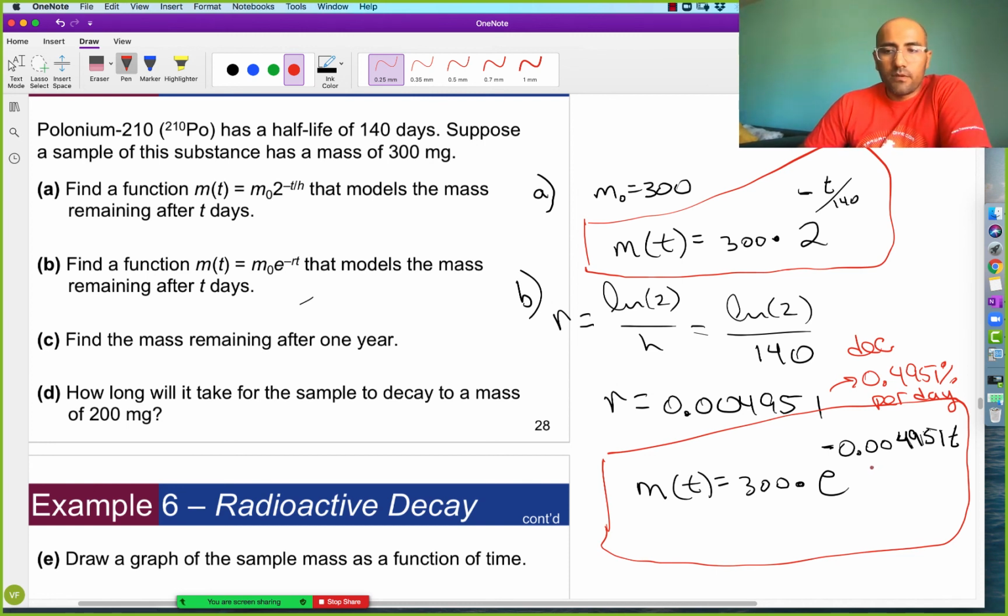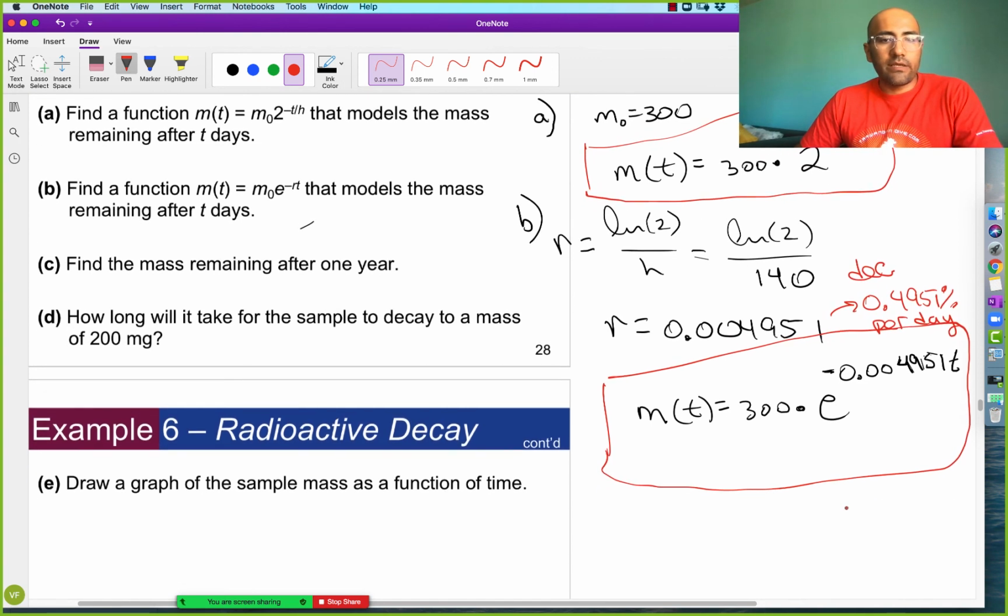Good. Also, obviously, if I put in 140 here, it'd be an easy way to check. 140 times this decimal, and then e to that power times this. This whole thing should give me 150, right? Because we know that the half-life is 140. Any questions? Good. Okay, so for part C, find the mass remaining after 1 year.